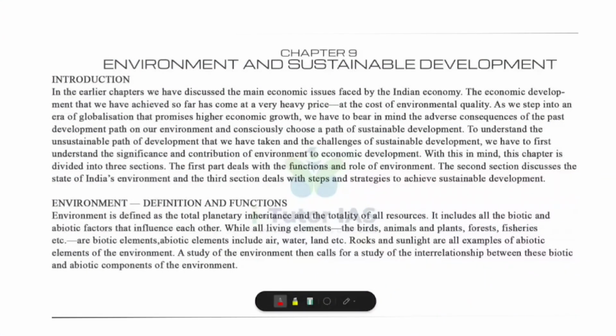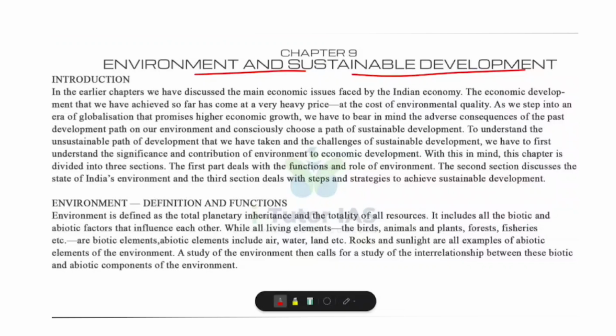In our last class, we discussed infrastructure, and today we are moving on to a very interesting and important chapter, Environment and Sustainable Development. This topic connects directly with what we studied earlier because, as we saw, economic development and infrastructure growth also impact our environment. So let's begin and understand how we can balance development with sustainability.